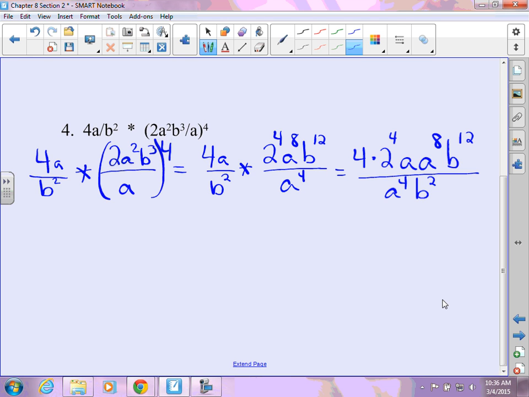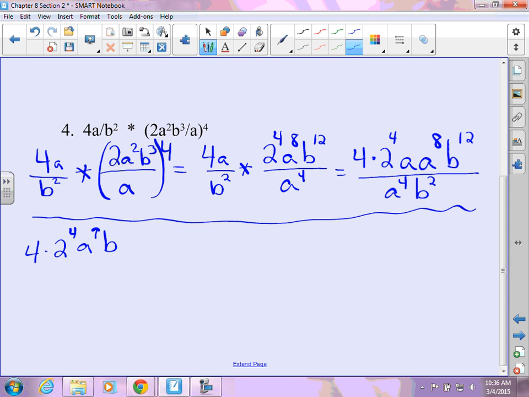Now can I add my exponents? Yep. I got some that I can do. So I'm going to leave it 4 times 2 to the 4th. A to the 9th. That I can add. B to the 12th over A to the 4th, B to the 2nd. We okay? Yes? Okay. Done adding. Now we can subtract. All right. So I'm going to leave my numbers still.